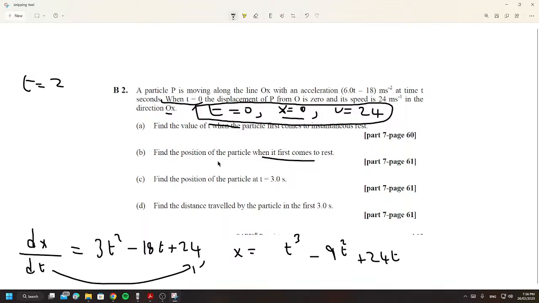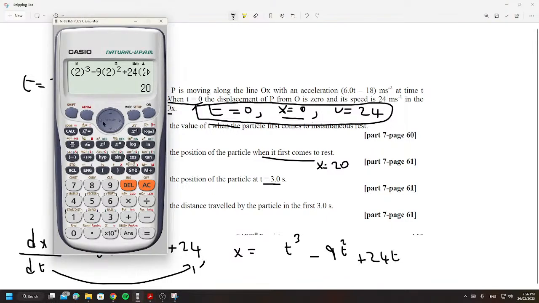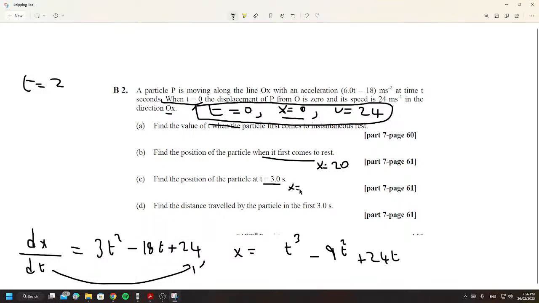Okay, so find the position of the particle when it first comes to rest. When it first comes to rest, this is equal to 20. And now when the time is 3, we do the same exact thing, just substitute for 3. So here 3, here 3, and here 3, and x is equal to 18. So now they want to find the distance traveled by the particle in the first 3 seconds.